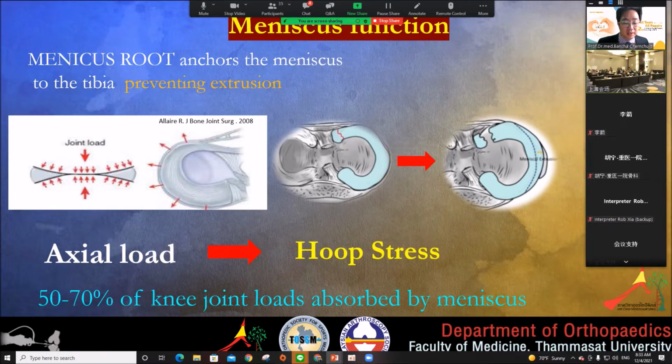So this is the meniscus function. The meniscus function is to convert the axial load to hoop stress, and 50 to 70% of the knee joint load is absorbed by the meniscus.